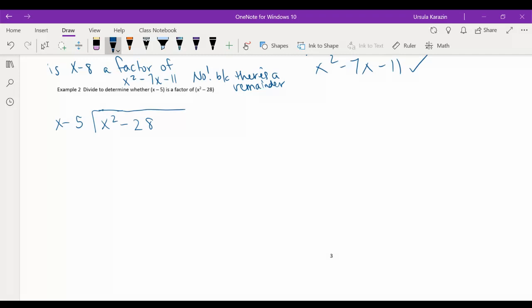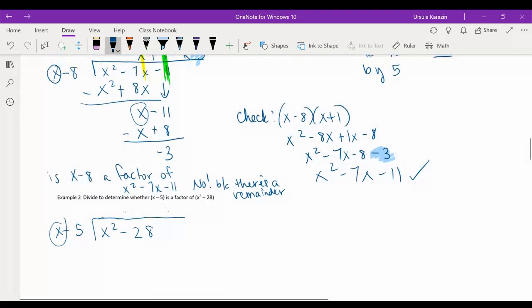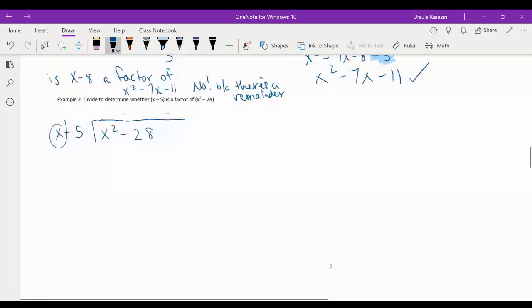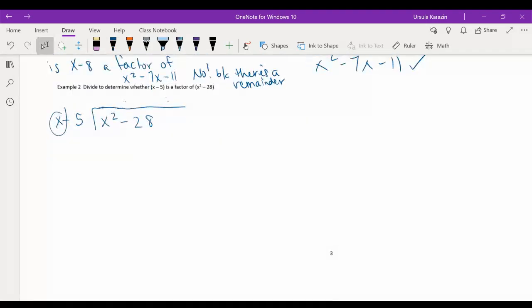Now, I'm going to just use this x, and I need to figure out what times x will give me x squared. And that'll be an x, right? Well, where do I put it? I said I was supposed to line it up. Remember up here I lined up the yellow ones and the green ones? And there isn't one to line up.